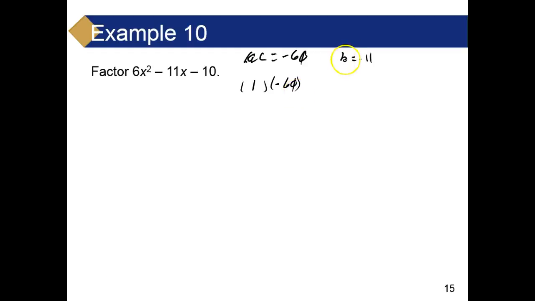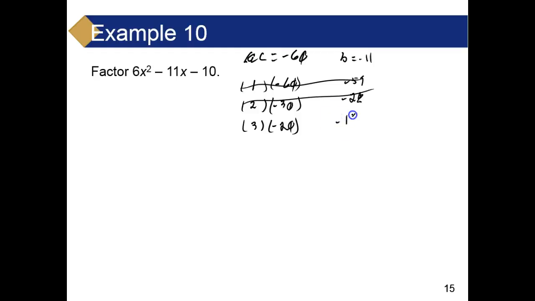What does that add to? Negative 59. Is that negative 11? Scratch that. Next. 2 times negative 30. What does that add to? Negative 28. We're closer, but we still aren't there. Scratch that one. What's the next largest number that'll go into 60? 3 times negative 20. And those add to? Negative 17. We're getting closer, folks, but we're not there yet. Scratch that one.